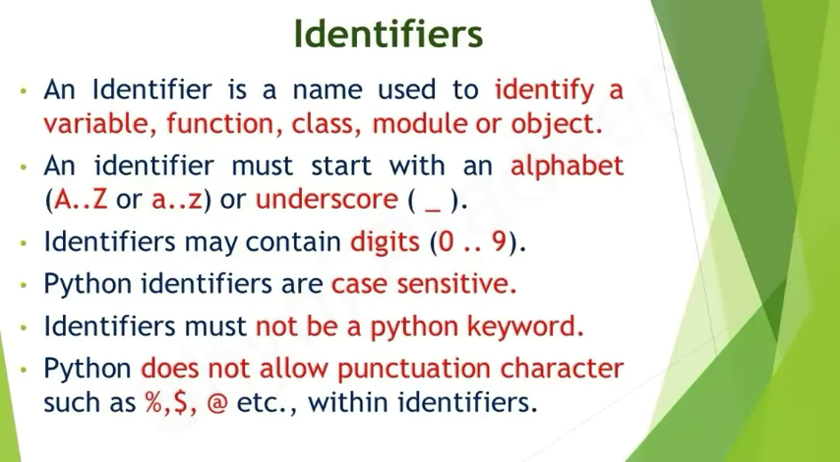Next point, Python does not allow punctuation character within identifier. So Python does not allow the punctuation marks within identifier. Punctuation characters means what? Percentage symbol, dollar symbol, at symbol. These are called punctuation symbols. You cannot use these punctuation symbols in an identifier. For example, name dollar. So this is not accepted as an identifier. So this is about identifiers.